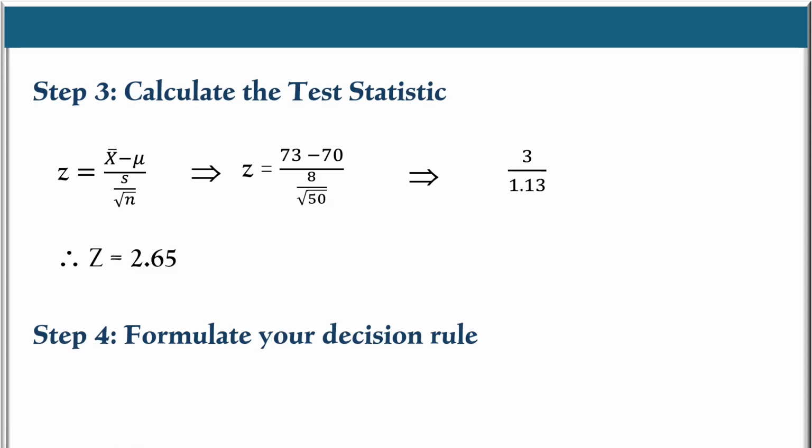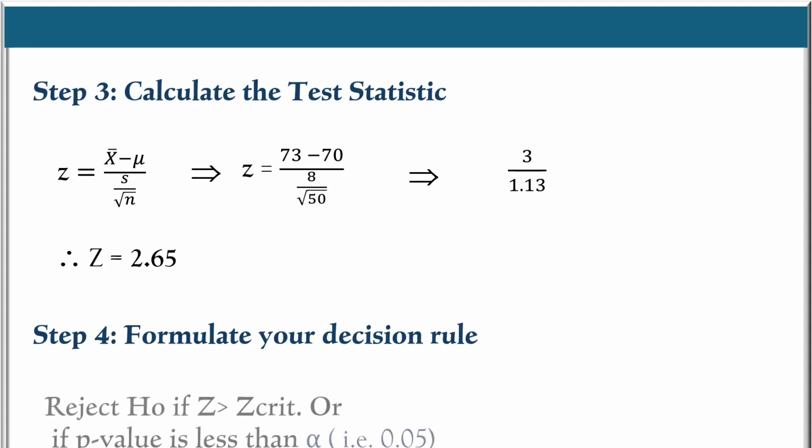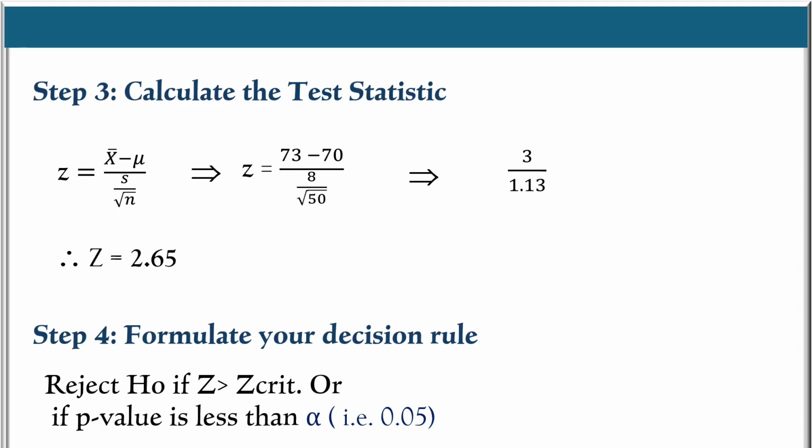Now, the fourth step is to formulate our decision rule. So our decision rule is that we reject H0 if the Z, which is the test statistic we've calculated here to be 2.65, is greater than the critical Z. We reject H0, the null hypothesis, if this calculated Z is greater than critical Z. That is when we are using the classical approach or the test statistic approach.